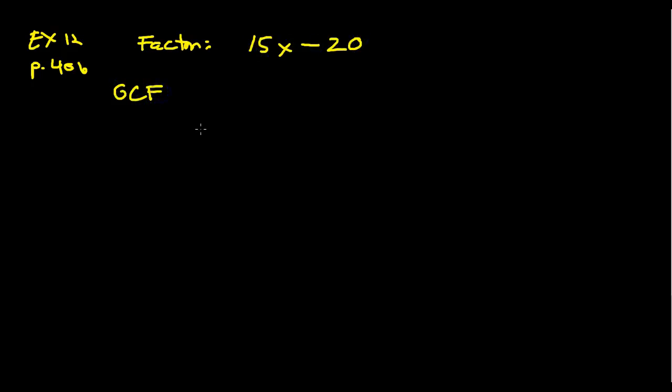Example 12 in our text. This is on page 406. It asks us to factor the simple expression 15x minus 20. What's the GCF? What's the greatest quantity that's a factor of both terms of this sum or difference? Well, I think we'll agree it's 5. 5 is the greatest quantity that's common to both terms. So I can factor out a 5 from that binomial difference.